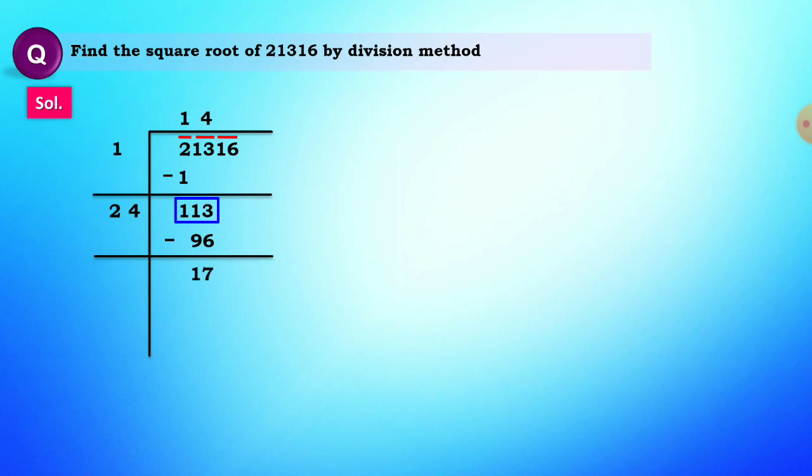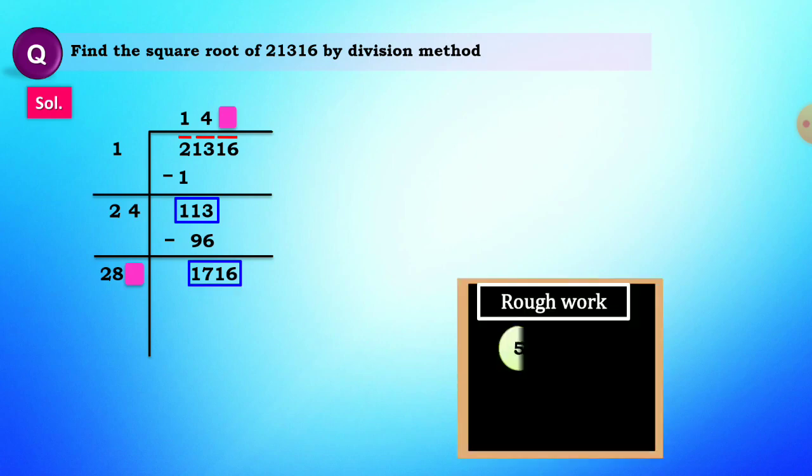Our next step is to bring down the 16. So now we have the number as 1716, and we have to multiply the quotient by 2, that is 14 multiplied by 2 will give you 28, that is written in place of the divisor, leaving some space on the right side. Now students, we have to think of a number that will be written beside 28, and with that number when you multiply, we should get a number equal to or less than 1716.